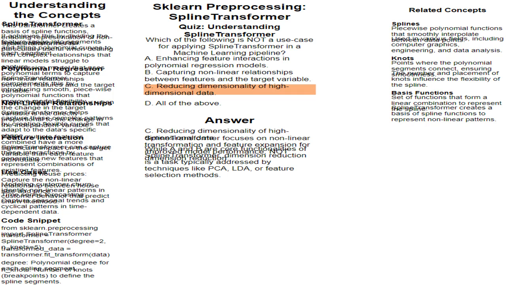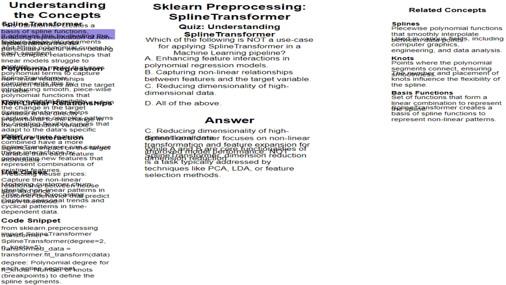C. Reducing dimensionality of high-dimensional data. As mentioned in the explanation for choice C, this option is the only one that spline transformer doesn't excel at. It is not designed for dimension reduction. This transformer creates a basis of spline functions, enabling representation of nonlinear patterns in data.